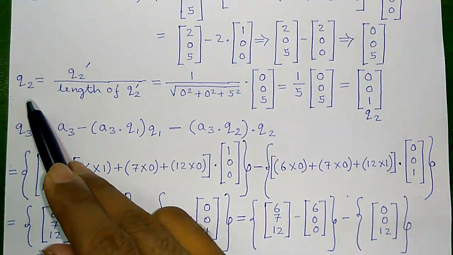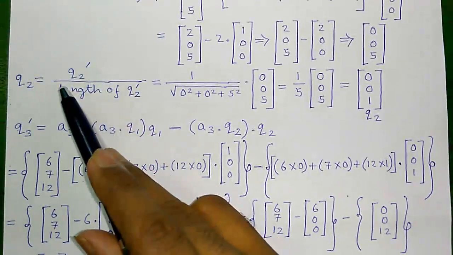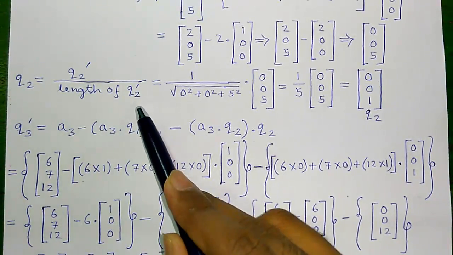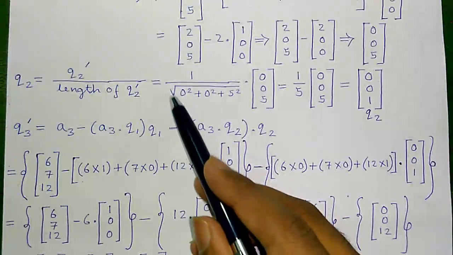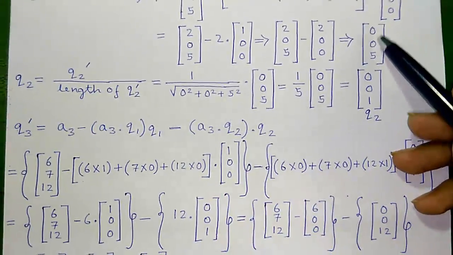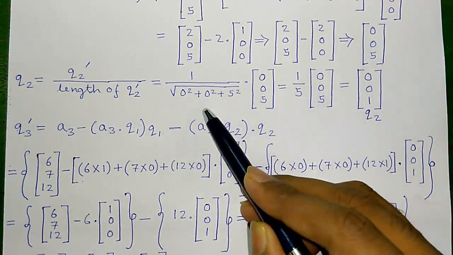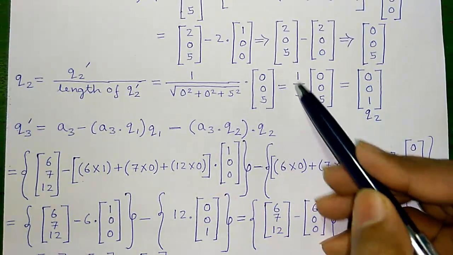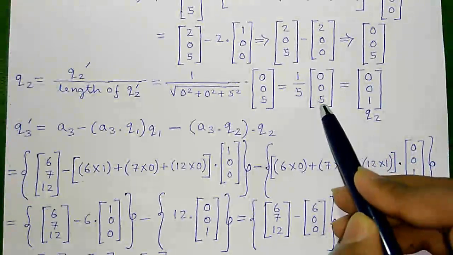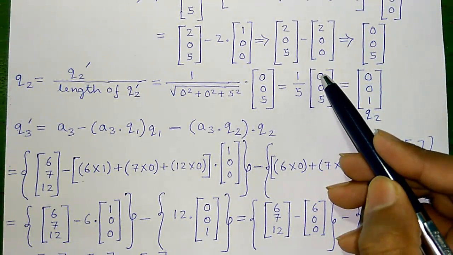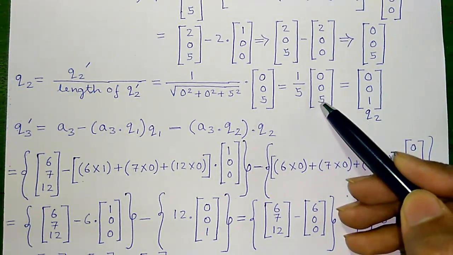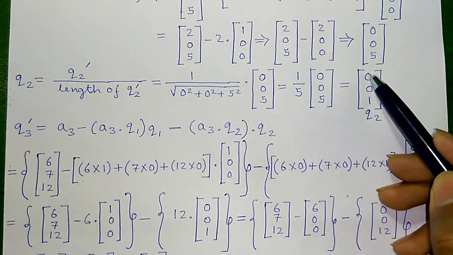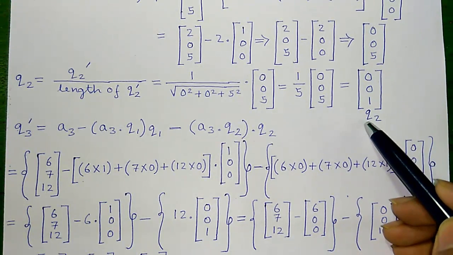Next we will calculate Q2, which is equals to Q2 prime divided by length of Q2 prime. So that is equals to 1 divided by root over 0 square plus 0 square plus 5 square into Q2 prime. That is 1 by 5 into Q2 prime. That is 0 by 5, 0 by 5 and 5 by 5 equals to 0, 0 and 1 is our Q2.